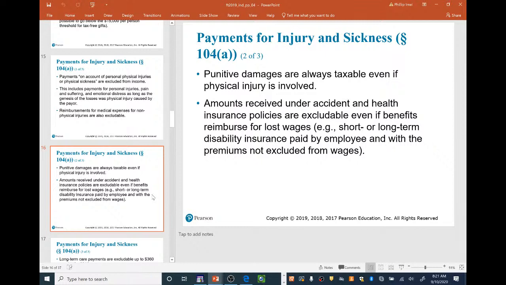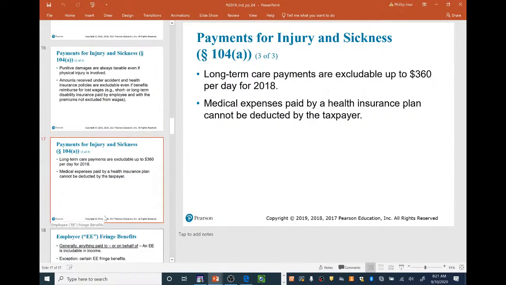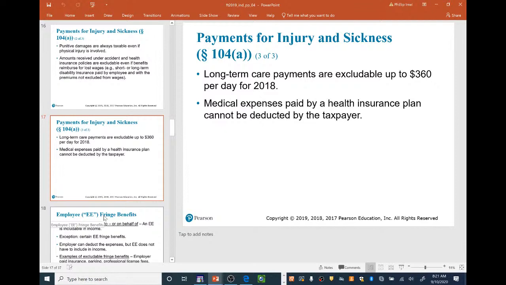The amounts received under accident and health insurance policies are excludable even if benefits reimburse lost wages. So, for example, short or long-term disability insurance paid by the employee, with the premiums not excluded from wages. Long-term care payments are excludable up to $360 per day for 2018. If you recall, we got this amount earlier in the lecture. And then medical expenses paid by a health insurance plan cannot be deducted by the taxpayer.